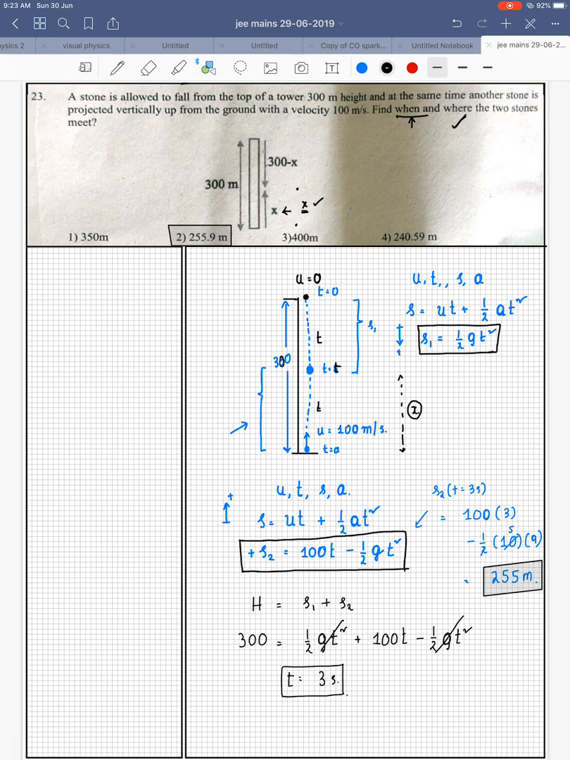Why he got 255.9? Because he had assumed g as 9.8, but even if you assume 10, you will not get that big difference. So you can always go with 10 and use the approximation accordingly.